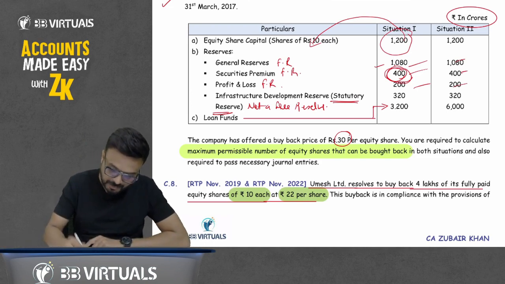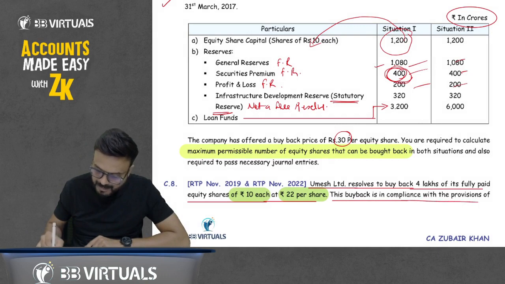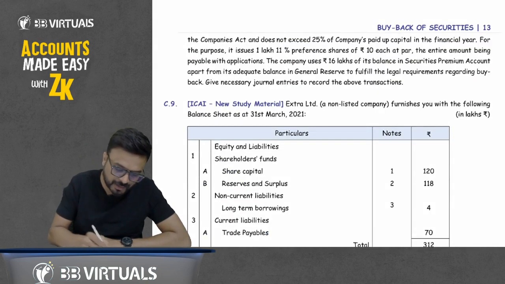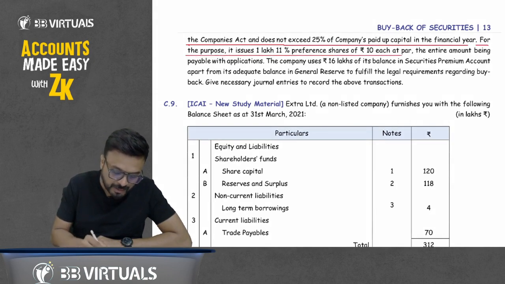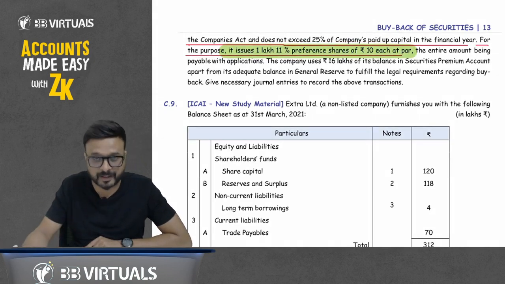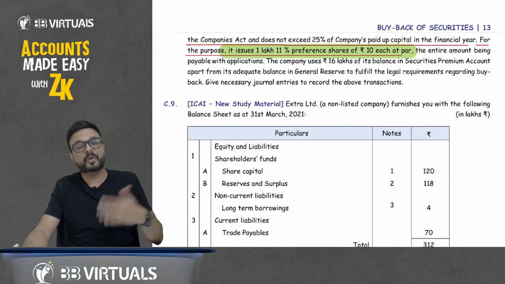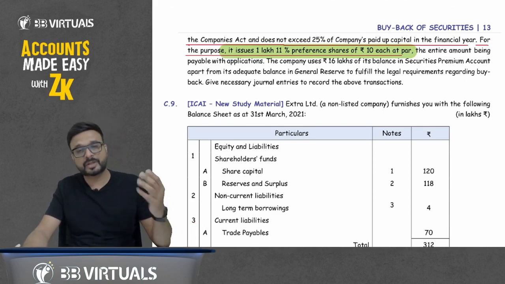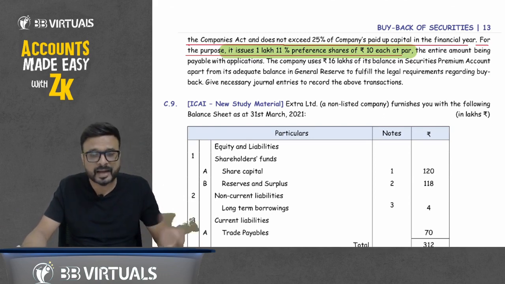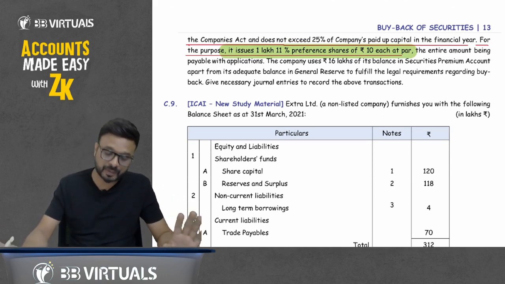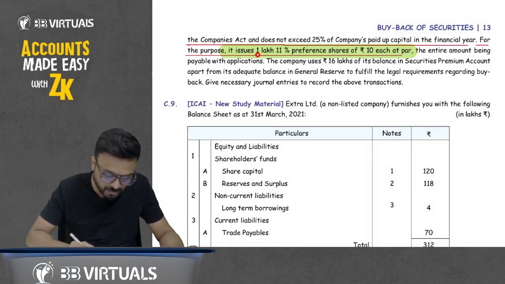Now after that, this buyback is in compliance with the provisions of the Companies Act and does not exceed 25% of the company's paid up capital in the financial year. For the purpose, it issued 1 lakh 11% preference shares of rupees 10 each at par. It means they are issuing some shares in the market. So you know that buyback can be out of profit, it can be out of fresh issue of shares, and it can be a combination of both. I think it will be a combination of both here, because they are issuing only 1 lakh shares.